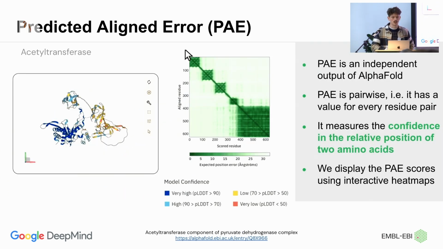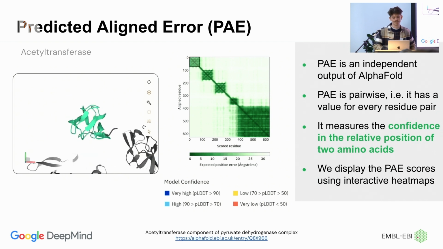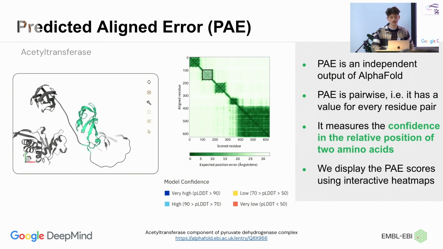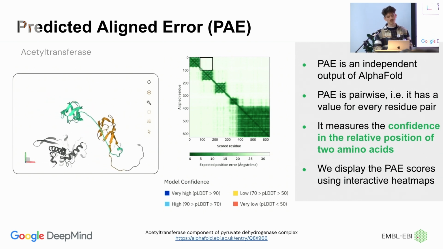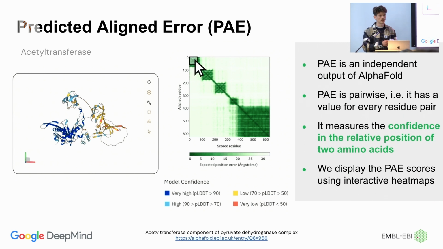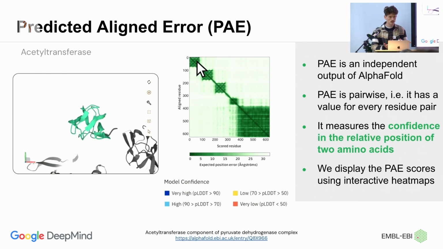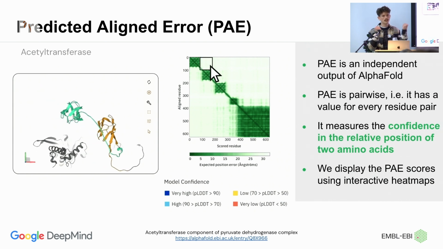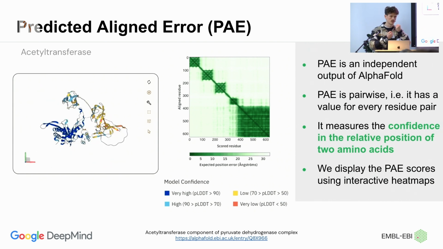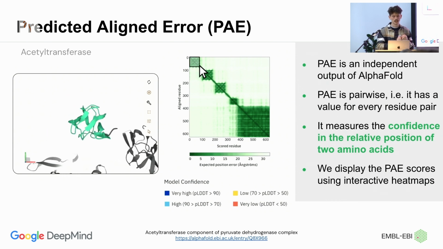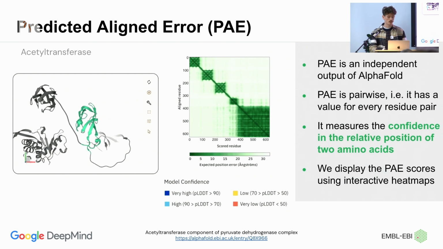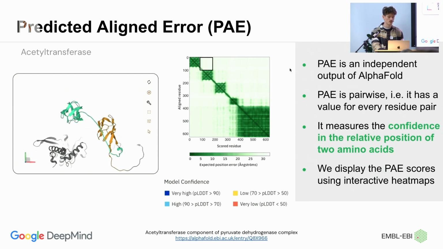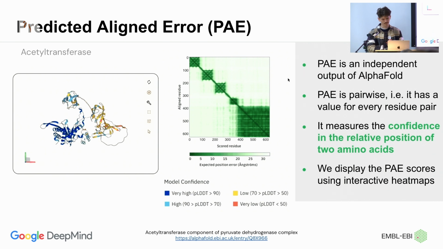And then the next, equally important confidence metric is the PAE. The PAE is the predicted aligned error, and for each data point there is a value for every residue pair in the structure. In doing so, it measures the confidence of the relative position of any given amino acid in your model. To analyze the PAE data, it's visualized as a matrix.